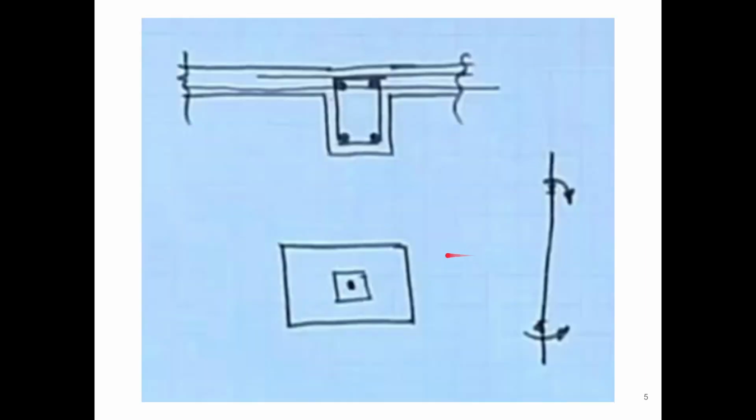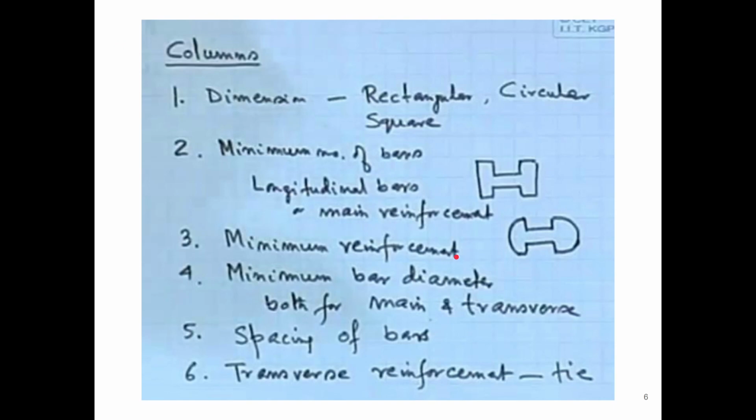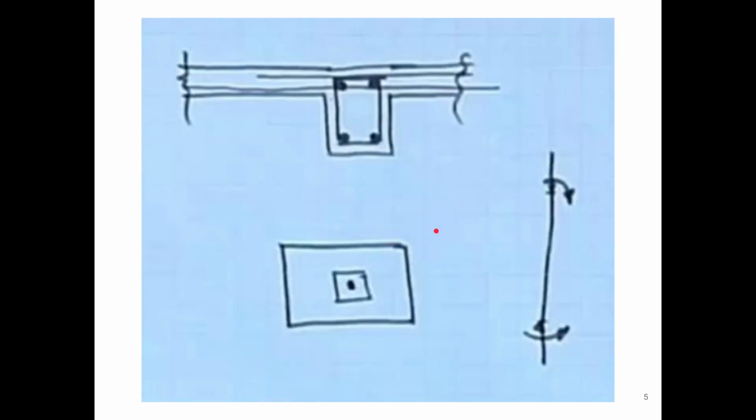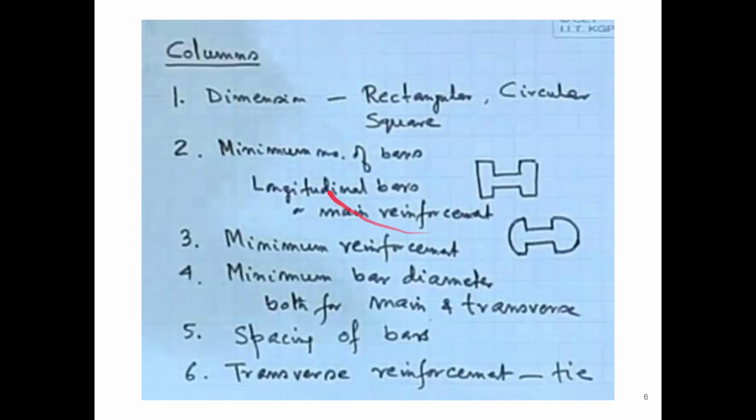So let us start. As you can see, these were the designs we had calculated for beams and slabs, that is monolithic beams and slabs that were cast, which we have been doing from the initial classes. In the case of columns, columns are of various shapes. Some columns may be rectangular, some circular, some square in shape.